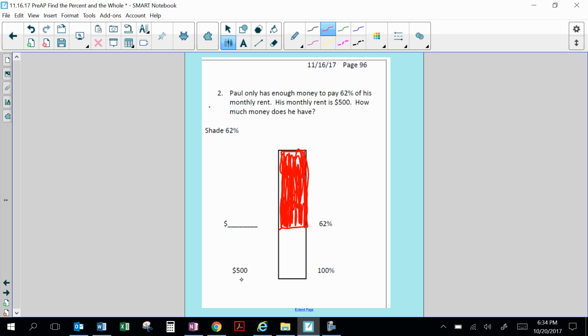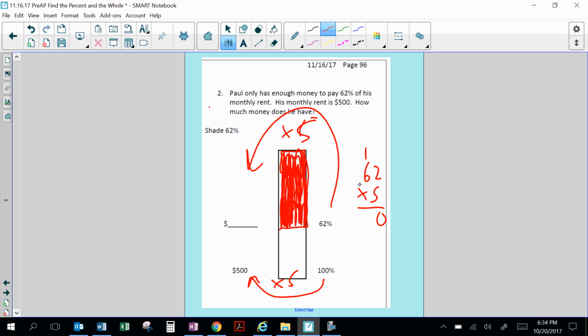So $500 represents his whole monthly rent, which is 100%. If he only has enough money for 62%, how much money does he have? The relationship is times 5. The scale factor is times 5. So 62 times 5 is $310. That's all the money he has out of $500 to pay rent.